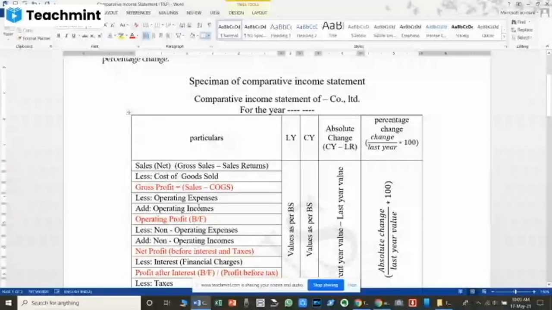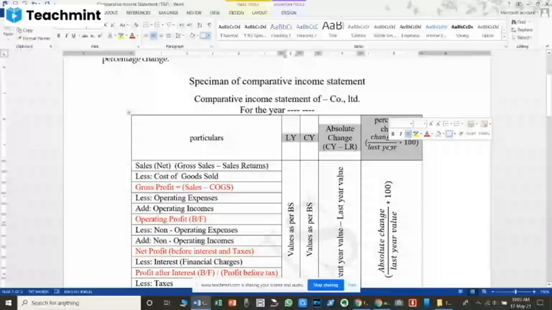Same lines of your comparative balance sheet. Okay, so there hence the theoretical aspect of your income statement. I expect that already you have noted it in your notes.